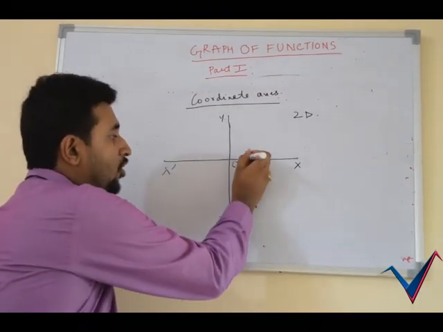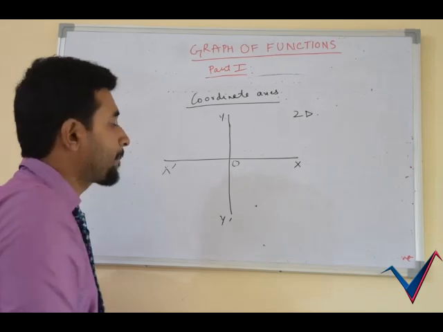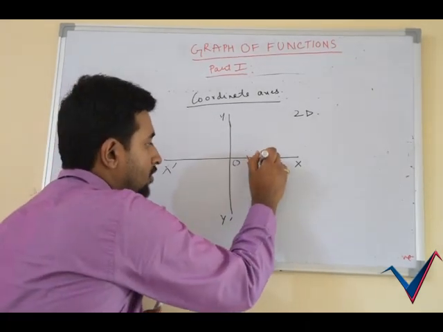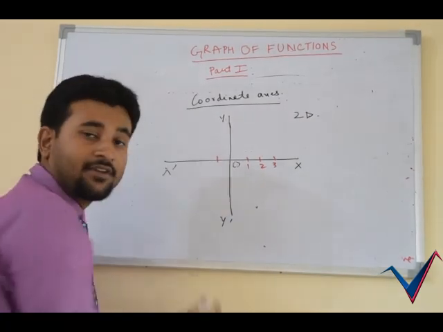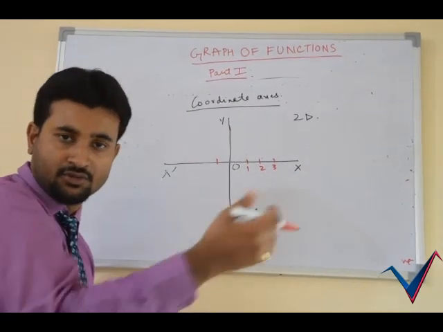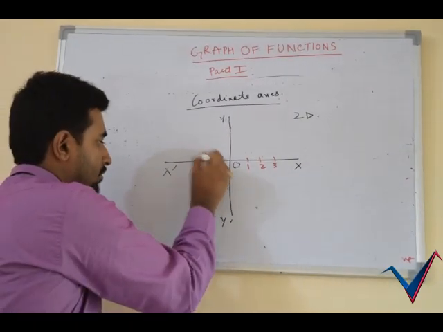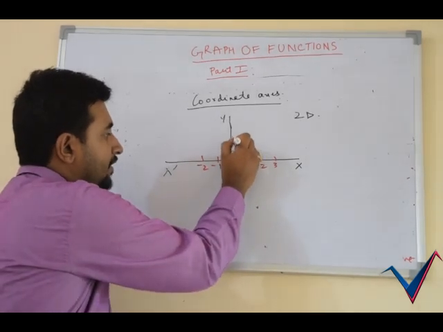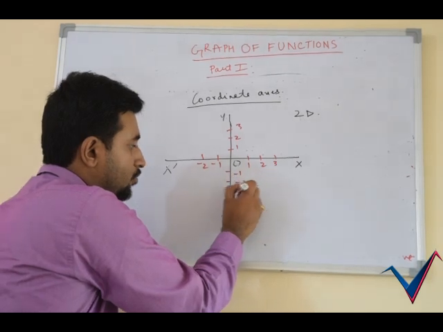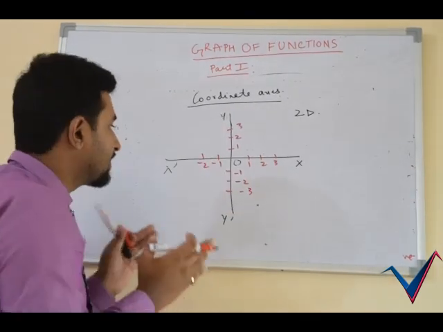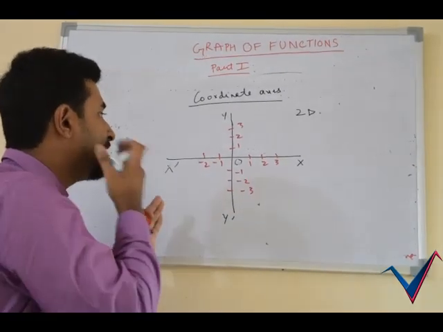Here the coordinates will be of the form 1, 2, 3 and so on up to infinity. Here the coordinates will be of the form -1, -2, and so on. Here the coordinates will be 1, 2, 3, and so on, and here -1, -2, -3. So this is the basic coordinate axis which you need to know.